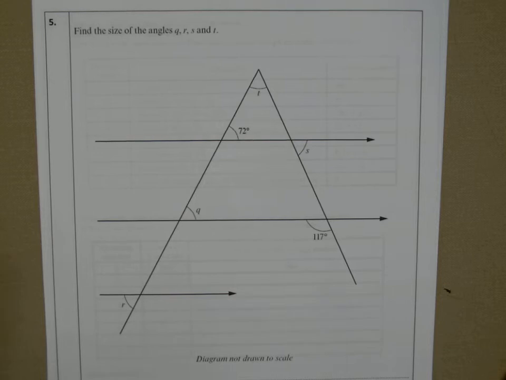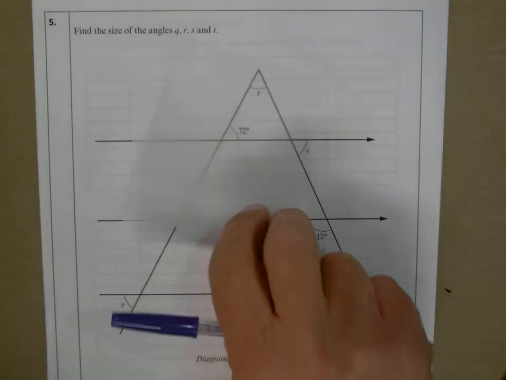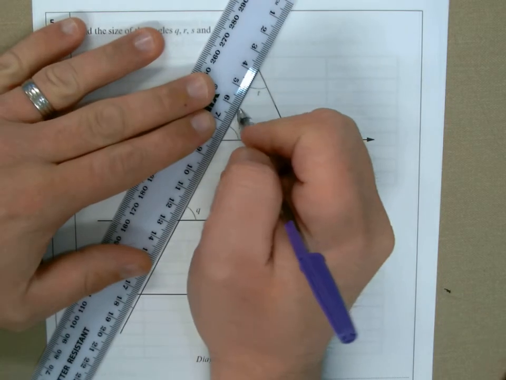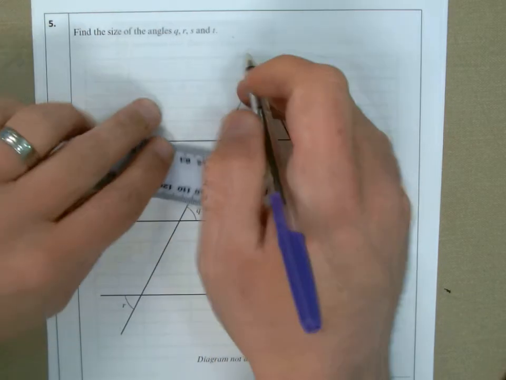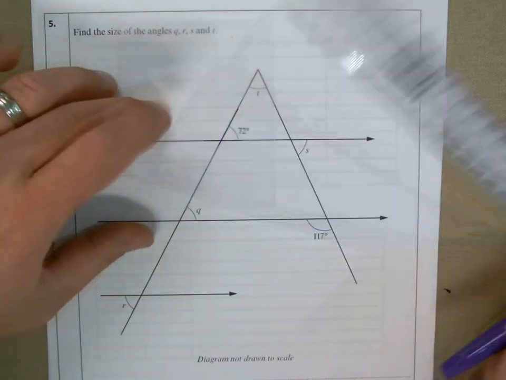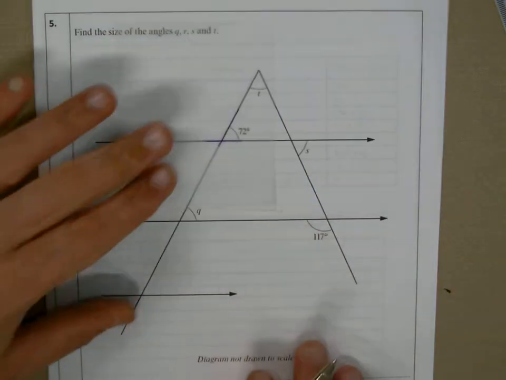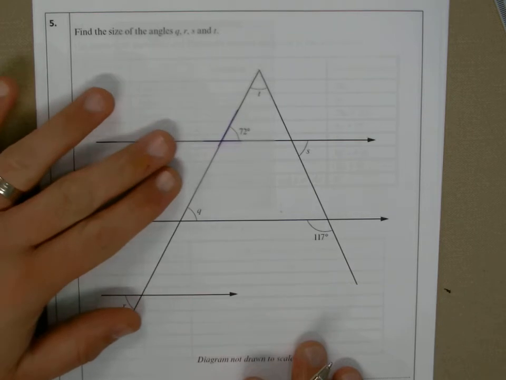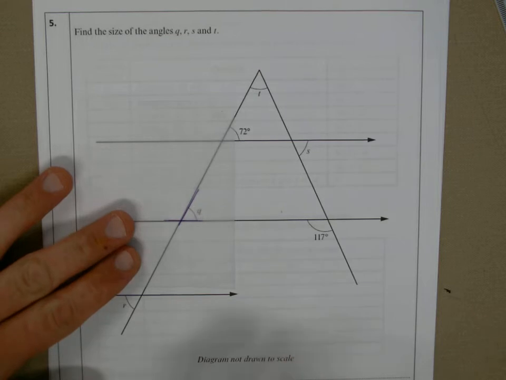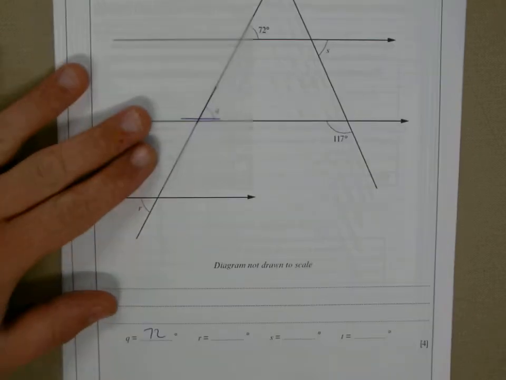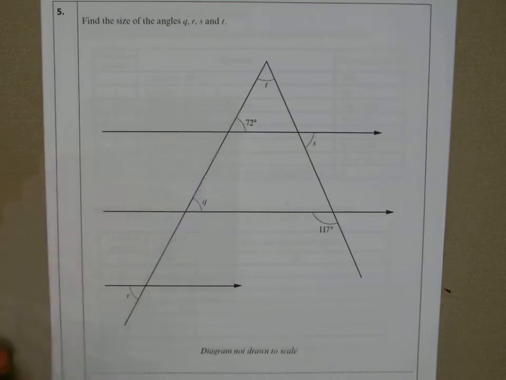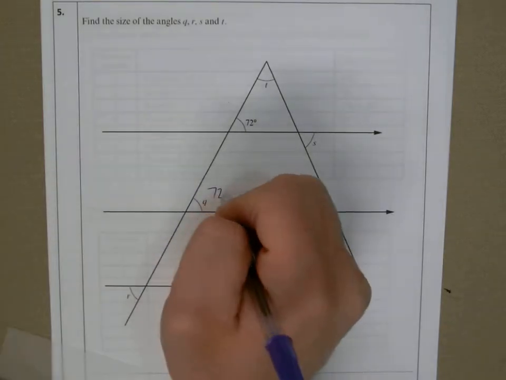Sometimes using tracing paper will help as well, because if I trace the angle at the top here, which of course we know is 72, you'll realise it's actually identical to the angle formed at Q. So if I shift this down, it's identical. So Q, we can say in our answer, is quite simply 72, because it will be the same there. All right, so I can fill that in.